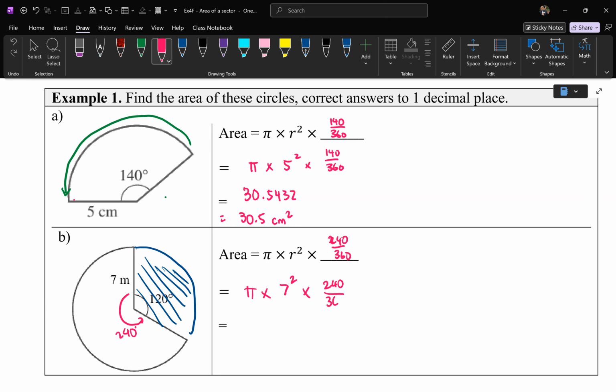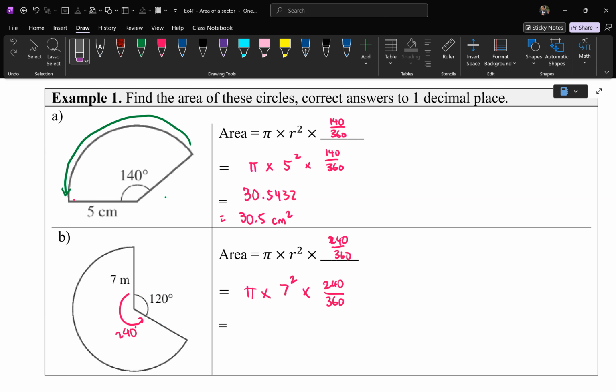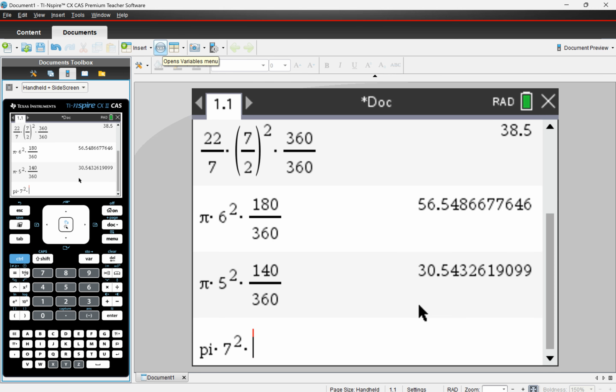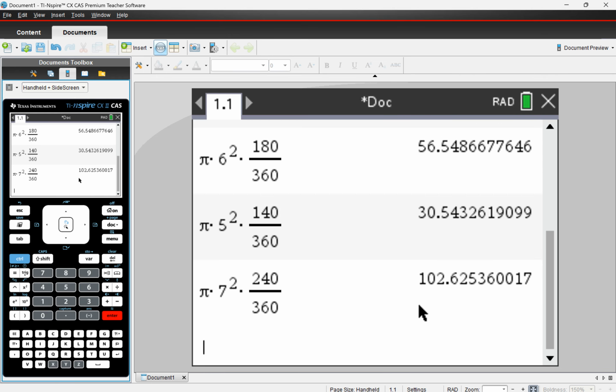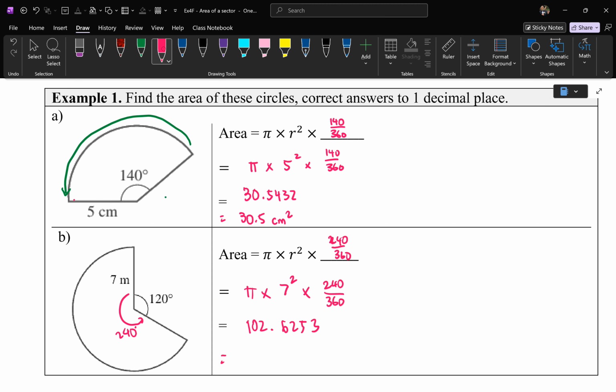Type this on your calculator. And then you should get the correct answer. So just be careful with which region you're looking for. Is it the minor sector or is it the major sector? Okay, same thing. Pi times 7 squared times... The reason why I can type pi is because this is a senior calculator. So pi, the calculator knows it's pi. You guys actually have to type the symbol. 240 over 360. 102.625. So 102.6253. Round to 1 decimal place is 102.6 squared meters.